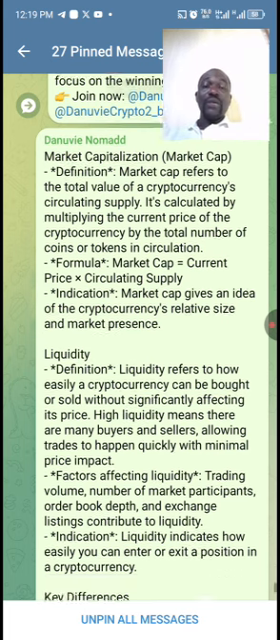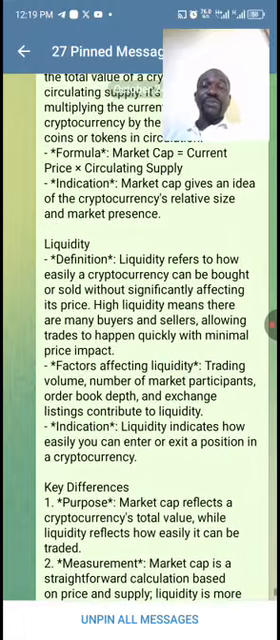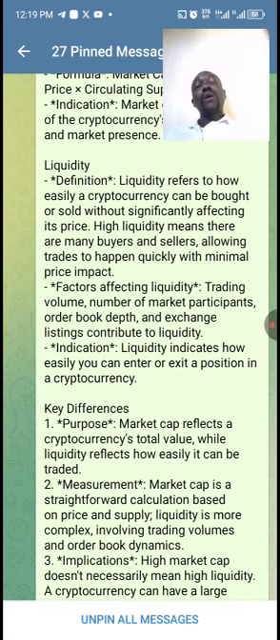So let's go to the next point, which is called liquidity. Now we are going to look at liquidity, what it means, and how it actually affects a coin's authentic nature. So let's look at the definition now. Liquidity refers to how easily a cryptocurrency can be bought or sold without significantly affecting its price. So let me just give a small explanation here.